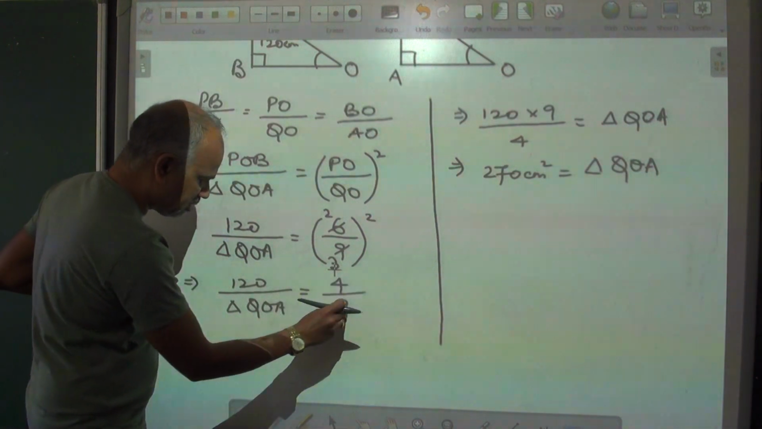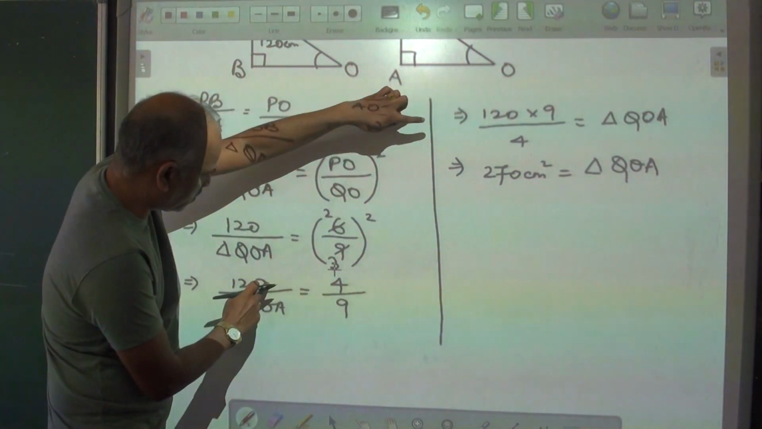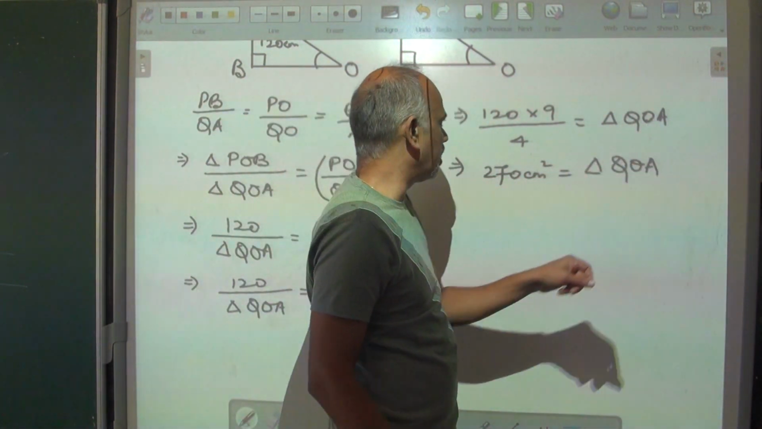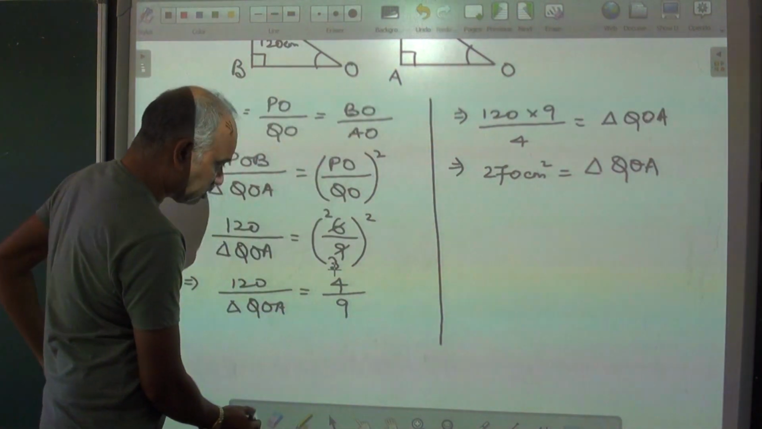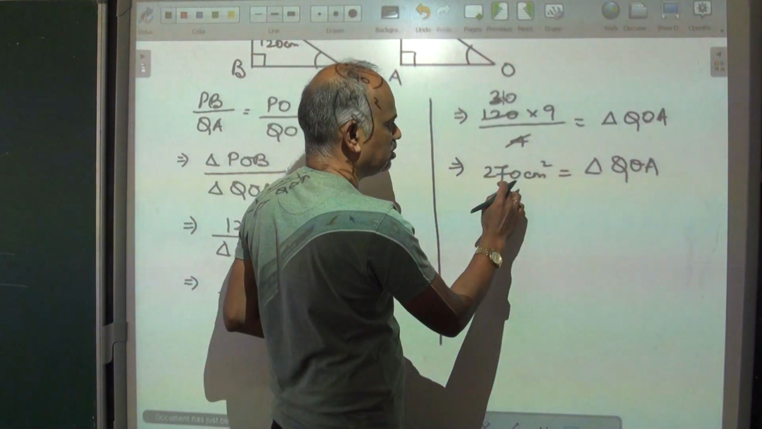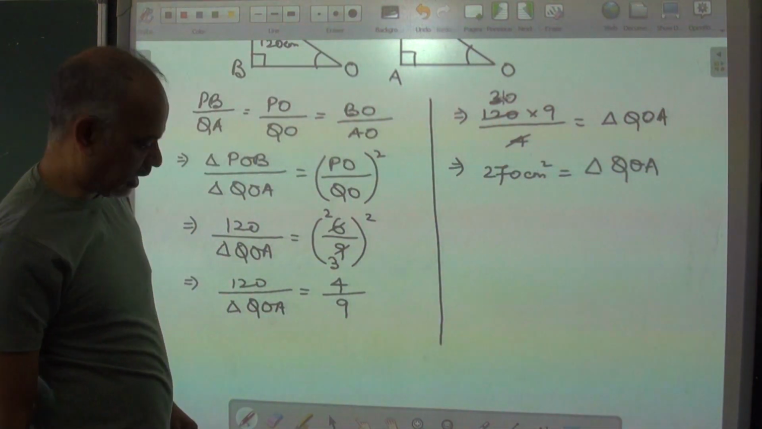So take it that side, bring the 4 and the 9 this side. So that gives you 120 into 9 divided by 4 is equal to triangle QOA. You can still simplify this. 4 into this goes 30 times. 30 into 9 is 270 centimeters square is the area of triangle QOA.